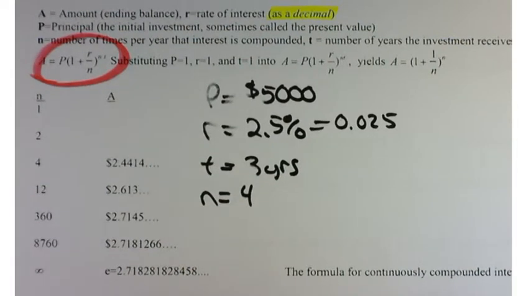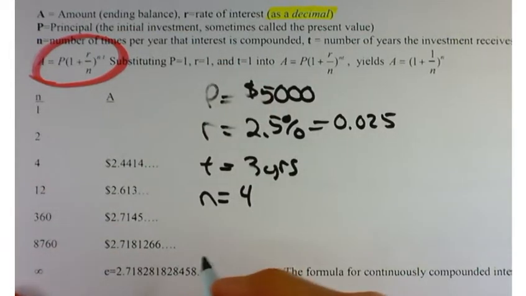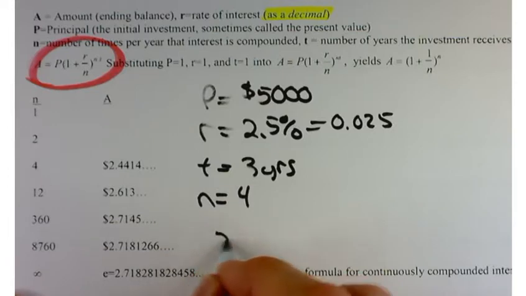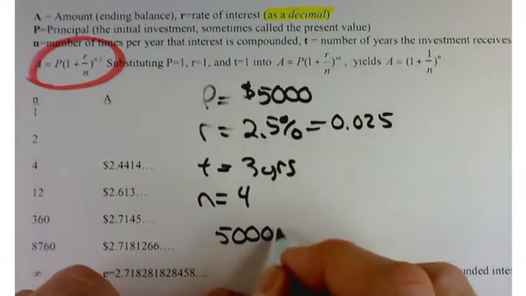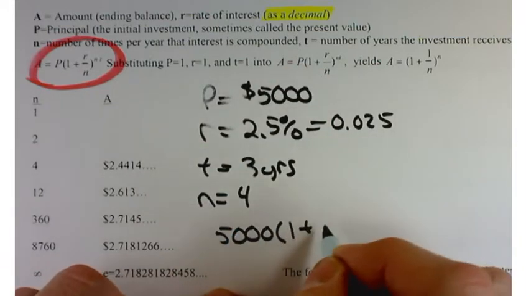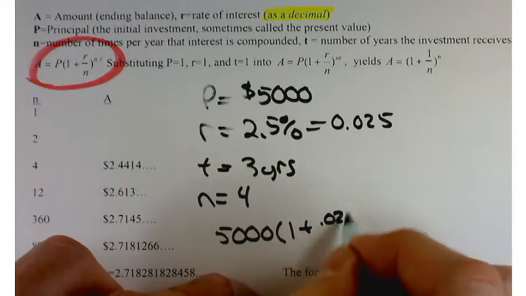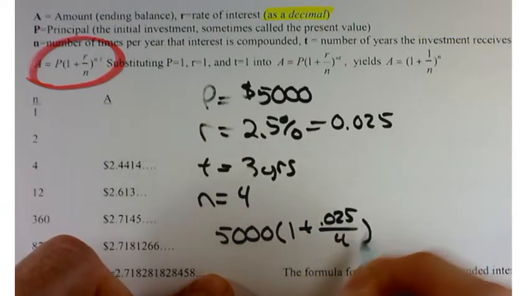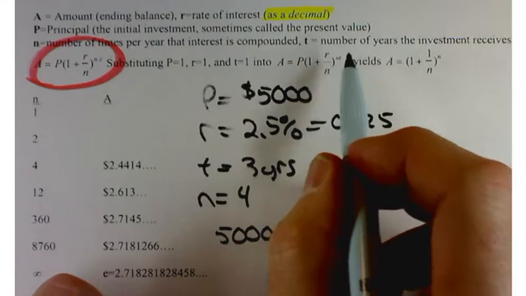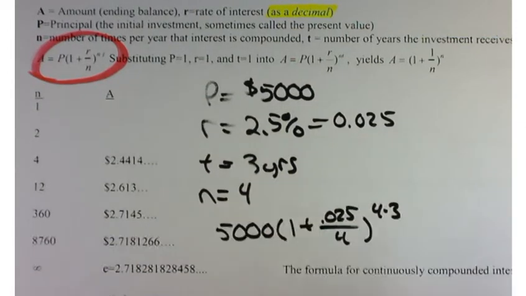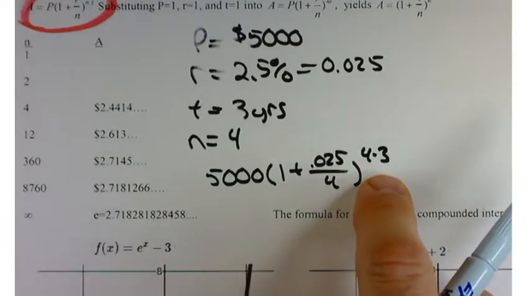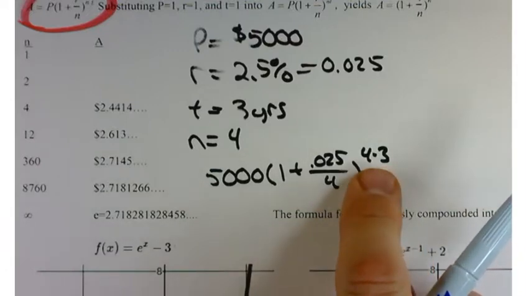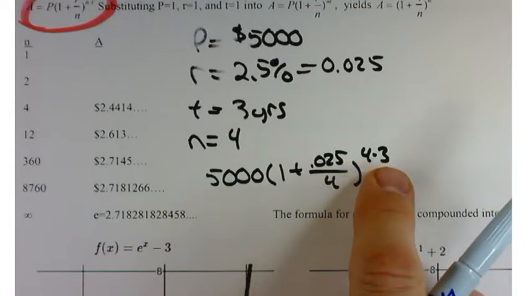Okay. So now what? Now let's plug it all into this formula. And earlier I told you needed a graphing calculator. Here's where it's going to pay off. It's going to be 5,000 times parenthesis 1 plus 0.025 divided by 4 raised to the n times t. So it's going to be 4 times 3. If you've got an old TI-83, you might just want to do 4 times 3 is 12 and be kind of done with that part.